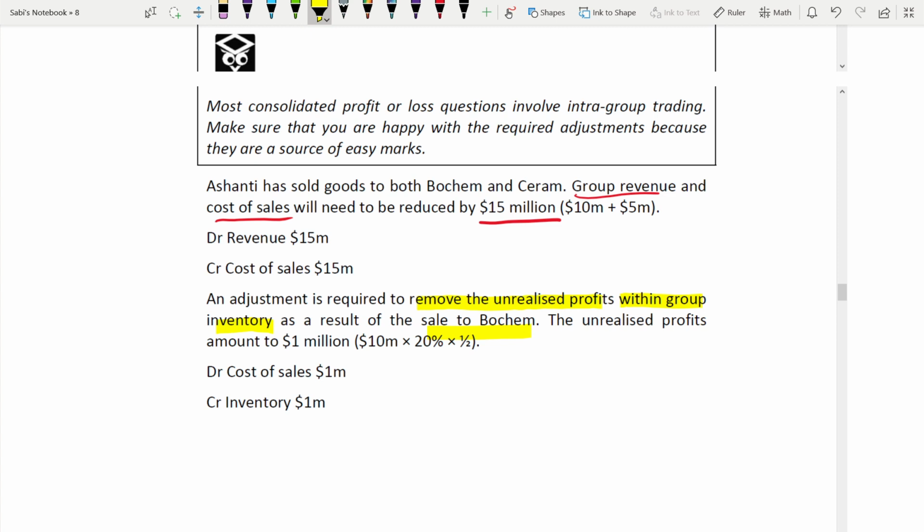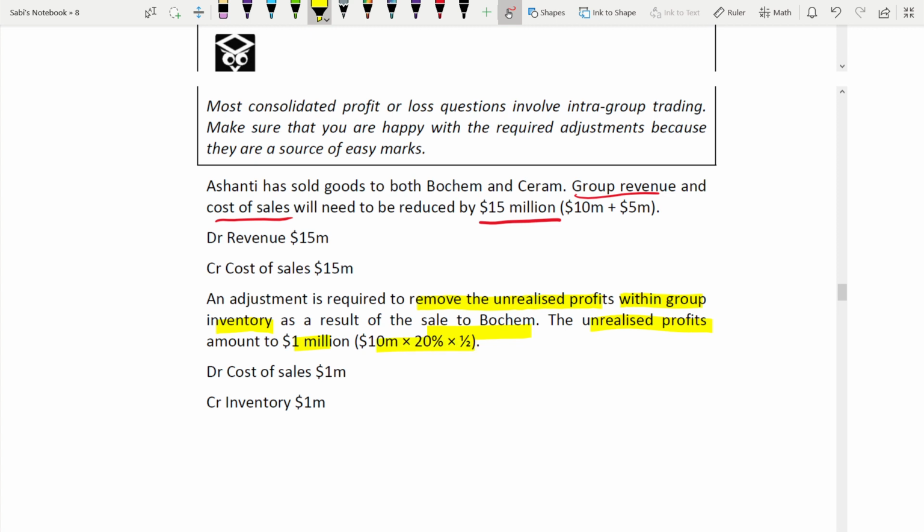Because you haven't made that profit, it's unrealized. You didn't sell. You still have some inventory left with you, so you cannot realize that profit. It is not realized yet. It has to be removed from the inventory. Okay. So the unrealized profit, you have to calculate URP. There's a separate section also which deals with this unrealized profit. It's 1 million.